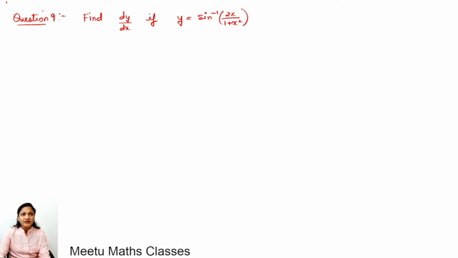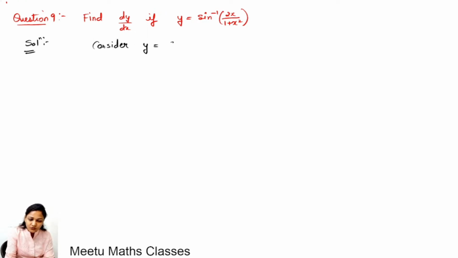Today we are doing class 12 NCERT chapter 5, that is continuity and differentiability, and we are doing exercise 5.3 question number 9. Your question is find dy by dx if y is equals to sine inverse of 2x upon 1 plus x square. So in this we are going to consider our y is equals to sine inverse of 2x upon 1 plus x square.